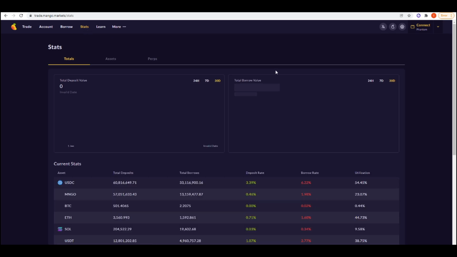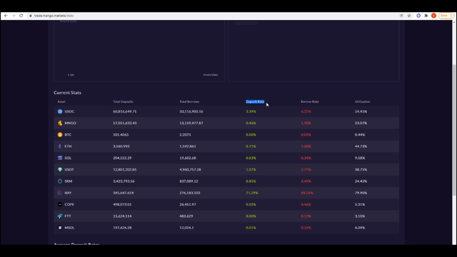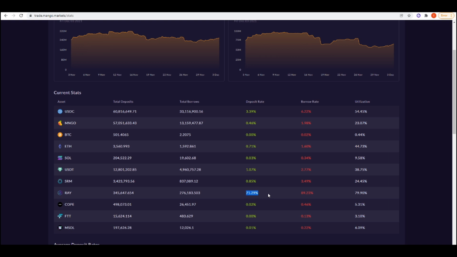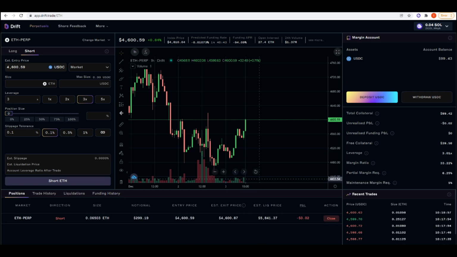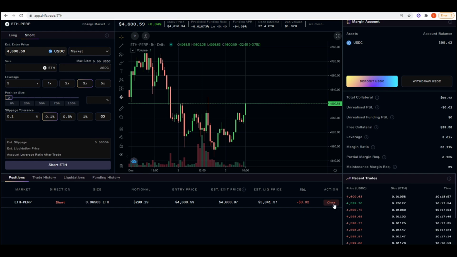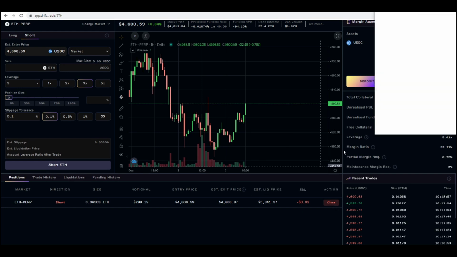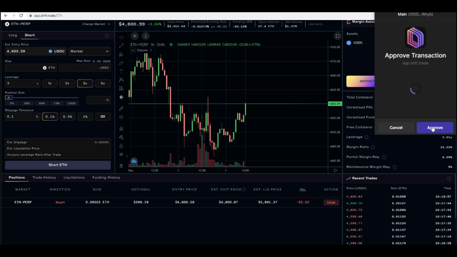And another great thing about Mango Markets is that whenever you deposit your collateral, you can automatically start earning a deposit rate. So if you deposited Ray, for example, and you wanted to trade against it, you're still earning like 71% a year on your Ray that you have deposited. If you deposit USDC, you're earning 3.39%. That's awesome, and I think Drift should definitely take that on board and see if they can do that. Right now I can see that my short has not been very profitable, so I'm just going to close it off. So close 100% of the position, and I'll approve this trade.